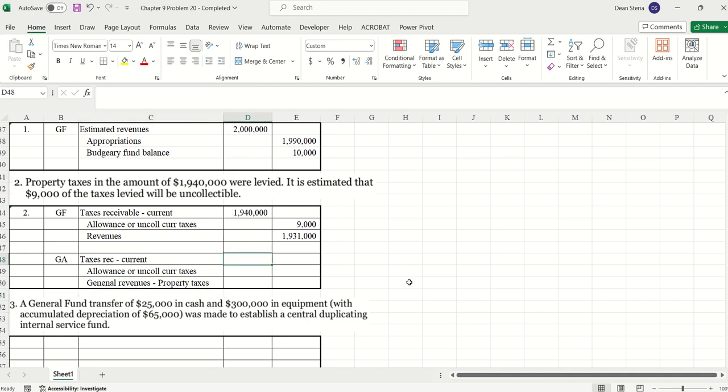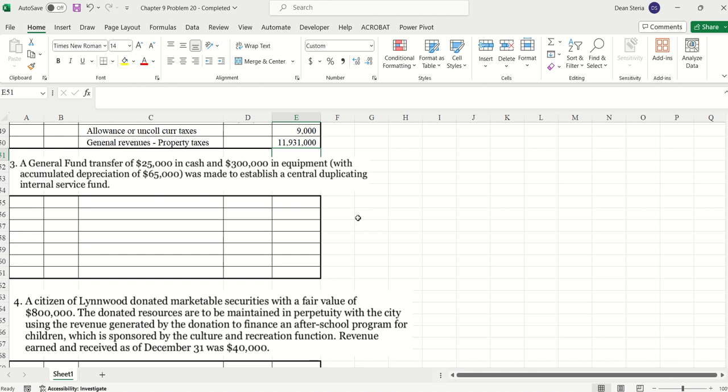So again, we got the 1940. The 9 is going in there. How about 1940? There we go. And then the difference between those will be the property tax revenues, which is the 1931. Boom. Okay. So we got that one done. And again, it's just pretty much copying what they give us.